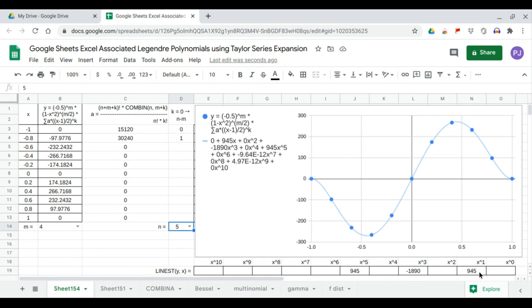Now our value for y will be 945x minus 1890x cubed plus 945x to the 5th. This completes the use of Google Sheets and Excel functions, array formula, and sequence as well, to generate the associated Legendre polynomials.